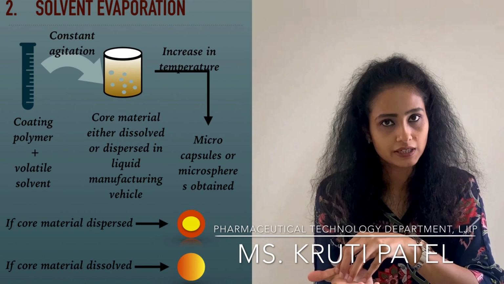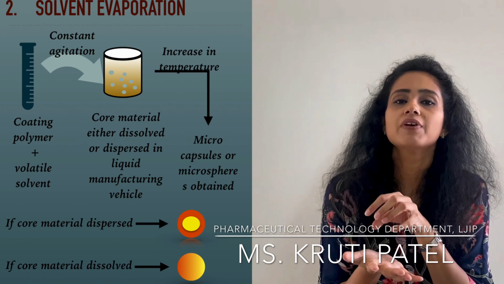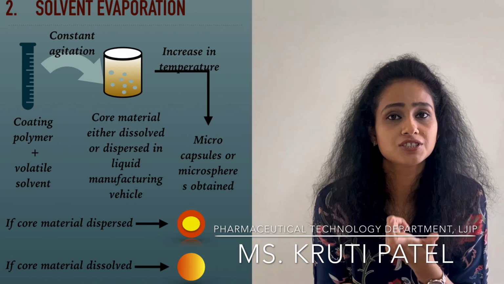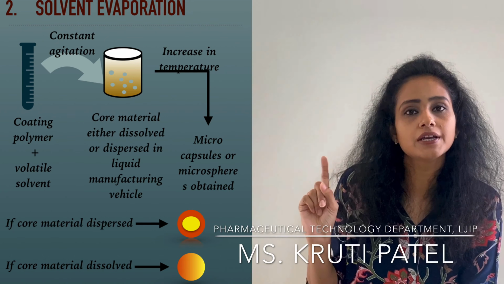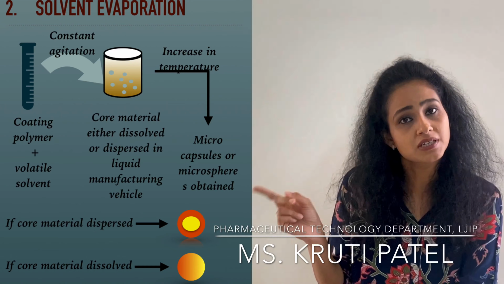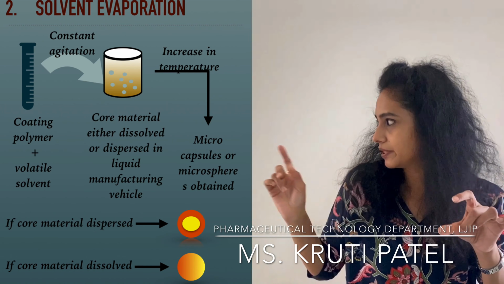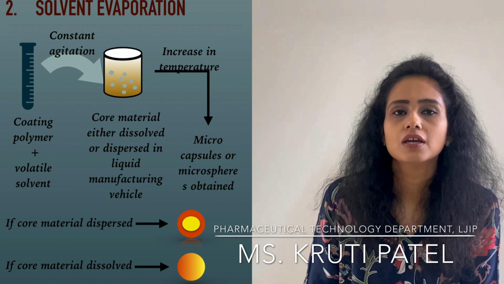Then we have to take another beaker, a big beaker, in which we have to take our core material and in that we have to add one liquid manufacturing vehicle phase. We need some phase in which this microencapsulation takes place, right? That core material can either be dissolved or it can be dispersed. It can be anything. Okay. So yes, there is a big beaker, there is a small beaker. See, here you can see a difference. So that will be easier for you to understand.